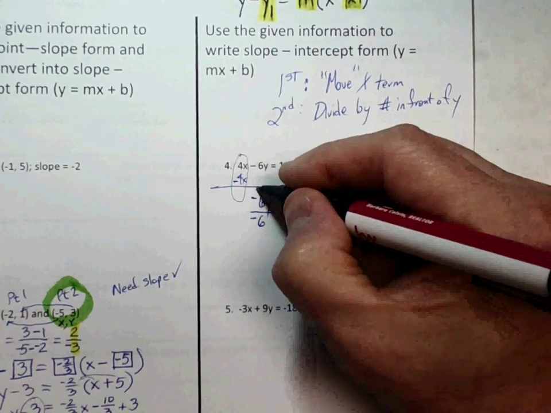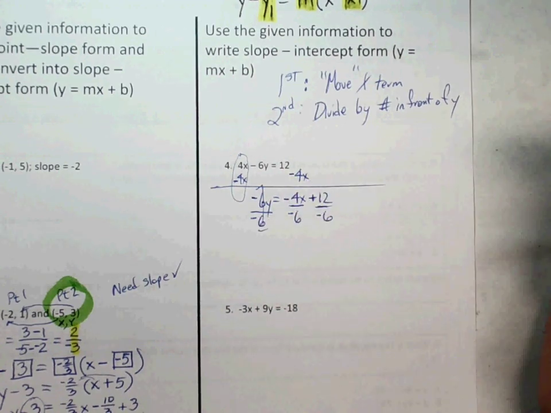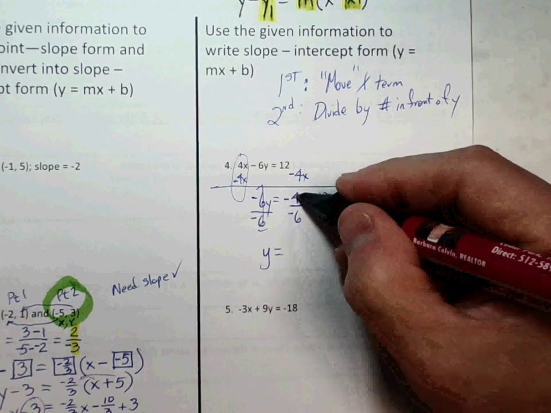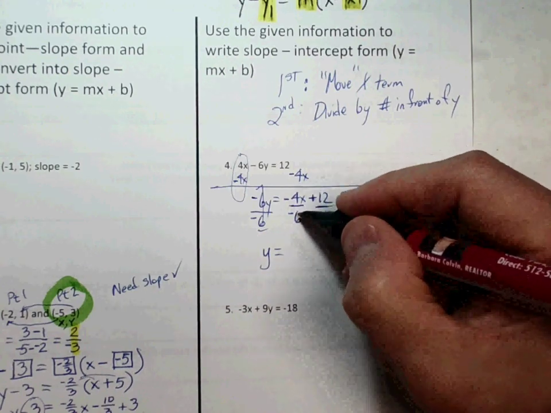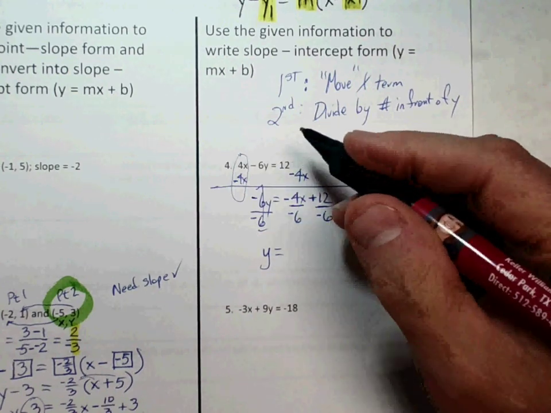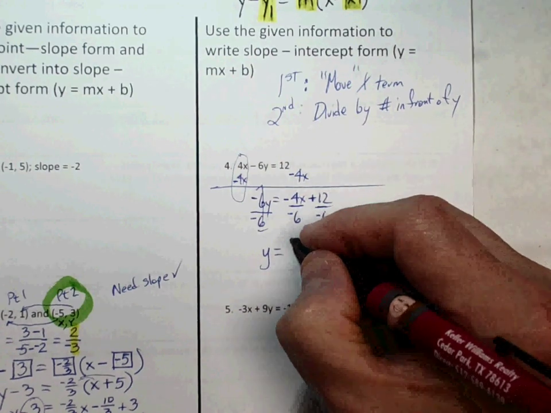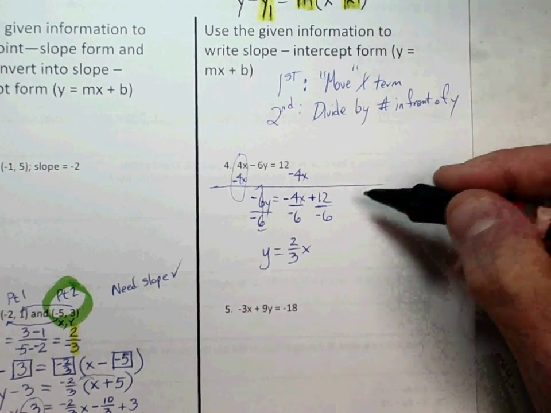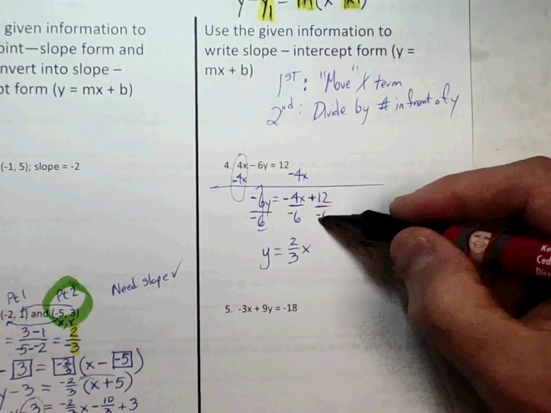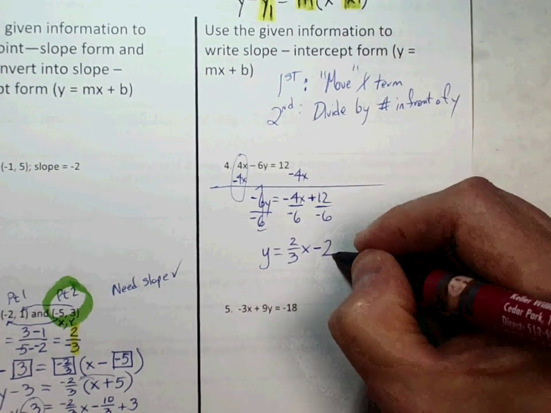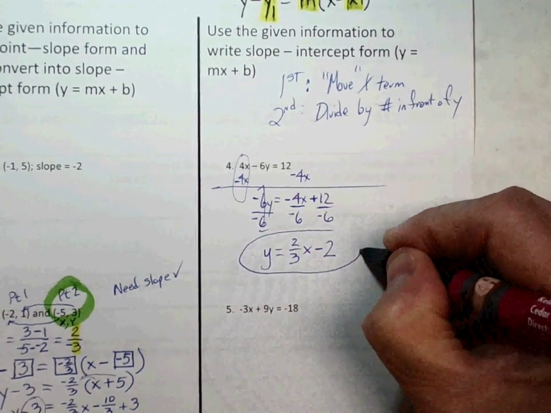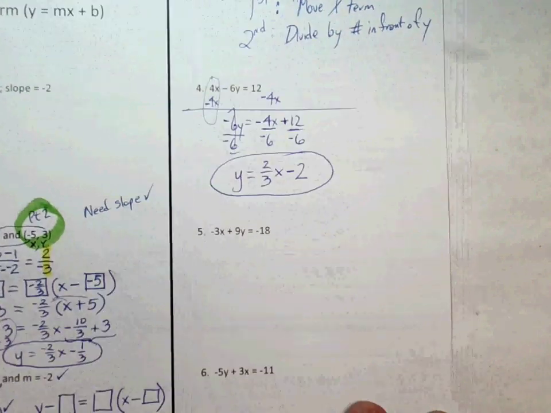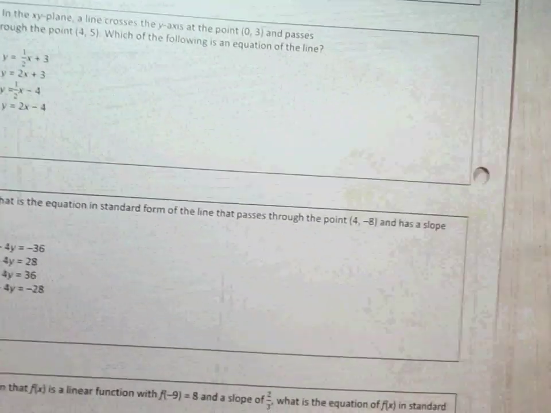Okay? Negative 6 divided by itself is 1. I want 1y. That's what I want. Negative 4 over negative 6. Do y equals. Put that in your calculator and reduce it. You'll see that that's 2/3 in front of the x. Don't forget the x. And finally, a positive 12 divided by negative 6 is a negative 2. There's your answer. Okay? Do 5 and 6 just like that.